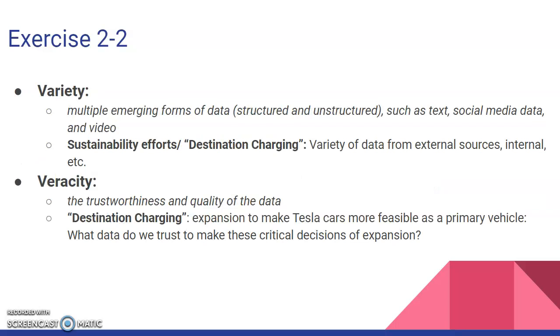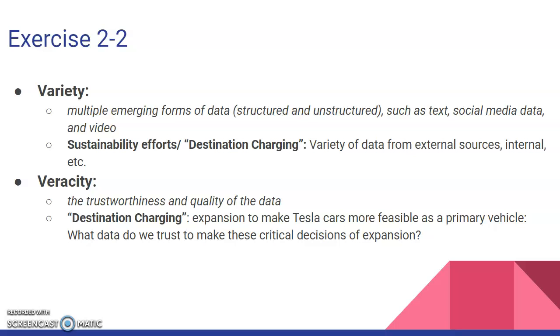For variety, which is multiple emerging forms of data, both structured and unstructured, such as text, social media, and video, we mentioned our destination charging. This could provide a variety of data from external, internal sources, etc. Maybe things such as social media posts regarding a popular restaurant. A photo in the background has the Tesla charging station, or a Yelp review mentions that they loved that their hotel had EV charging stations.